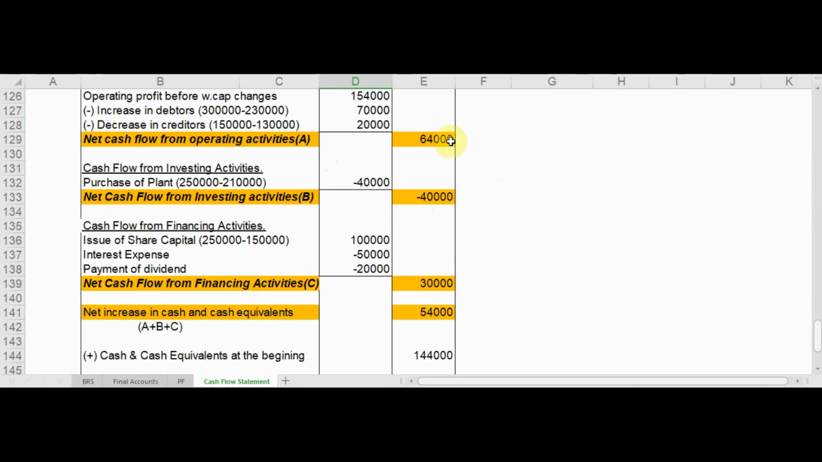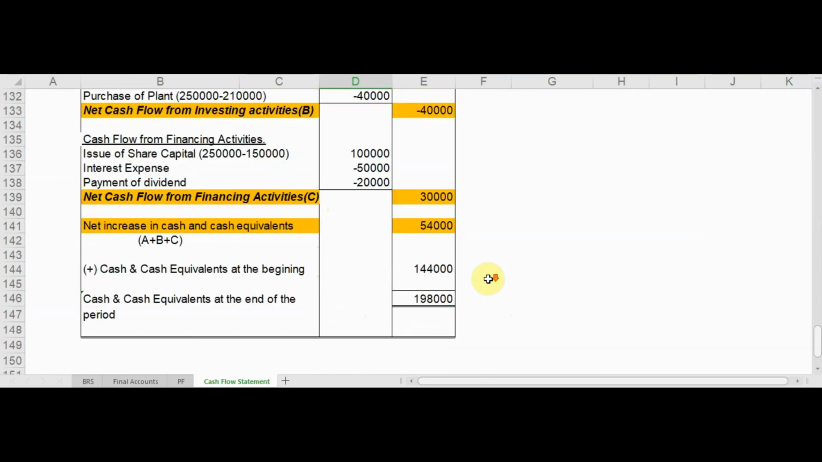So if we add this 64,000 and minus 40,000 and 30,000, we get the net increase in cash and cash equivalents, that is A plus B plus C. A plus B plus C, we get 54,000. Now if we add the opening cash and cash equivalents, that is cash and cash equivalents at the beginning 1,44,000, we get the closing cash and cash equivalents at the end of the period.